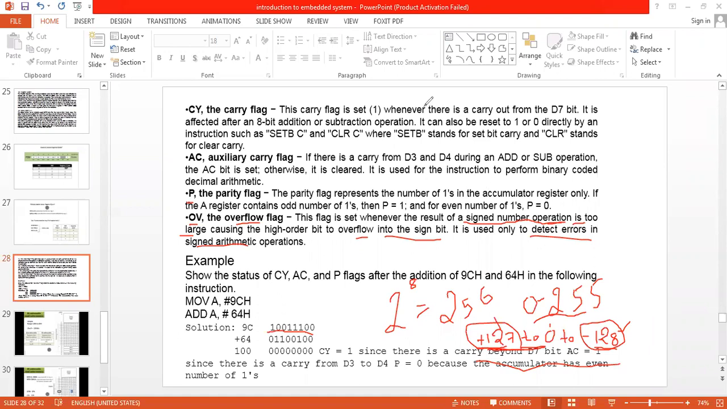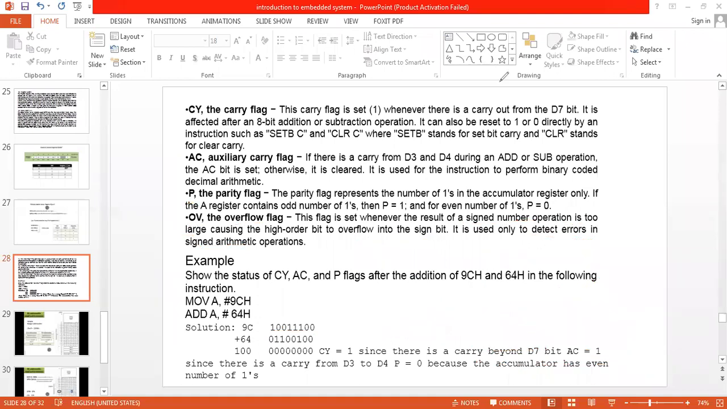Now the parity flag. The parity flag is used to represent the number of ones in the result in the accumulator register. It is going to check only the accumulator register over here.